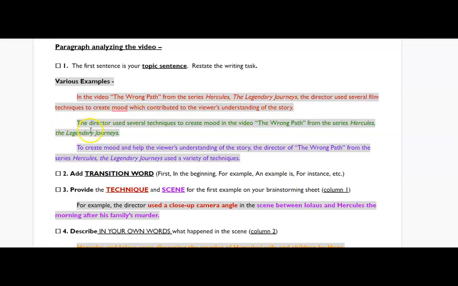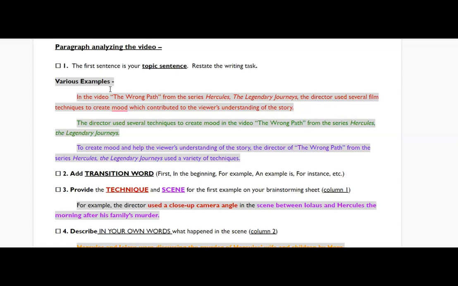Another way of doing it, I just changed the order. The director used several techniques to create mood in the video The Wrong Path from the series Hercules, The Legendary Journeys. Or to create mood and help the readers understand the story, the director of The Wrong Path from the series Hercules, The Legendary Journeys used a variety of techniques. Again, any of these work. I would choose a different format than the first paragraph. So you want to not do it exactly the same way in each paragraph.